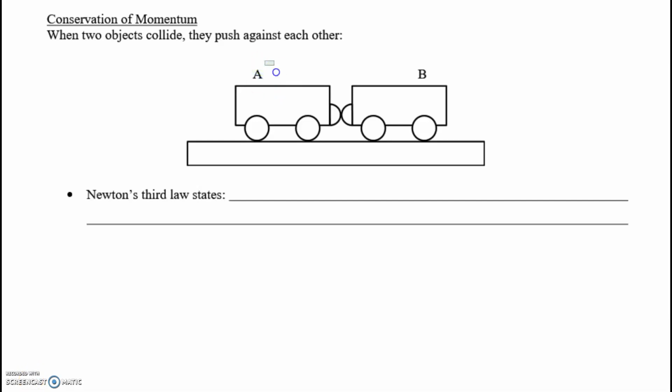Imagine we have two carts, A and B, which collide. When they collide, they push on each other. A is getting pushed to the left with some force, and B is getting pushed in the opposite direction.